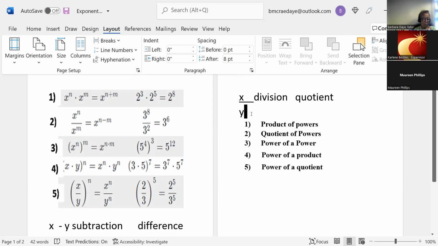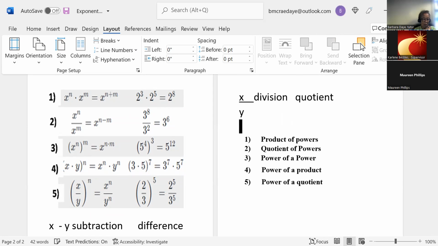Let me just put this here. You could have also said X slash X, that's Y. That's the same thing. Okay, so you see it both ways. All right. So number 5 is the power of a quotient because you are dividing, right? See number 5, X divided by Y, all raised to the power N.